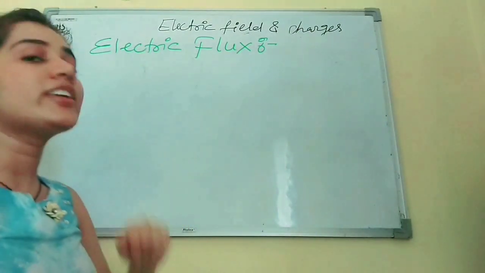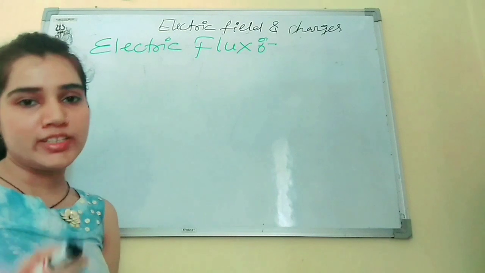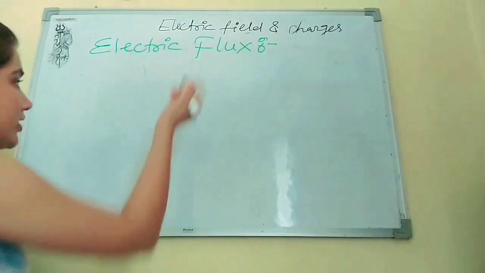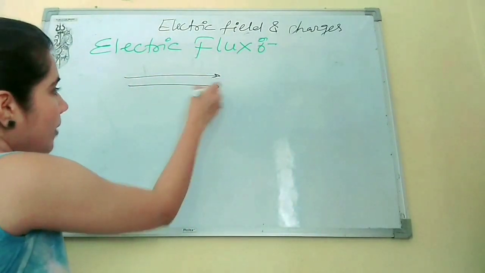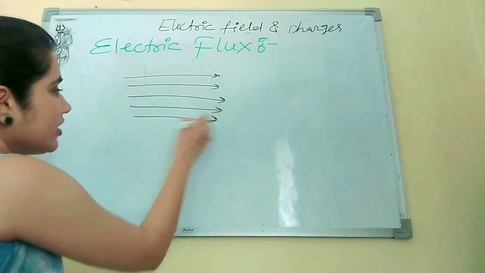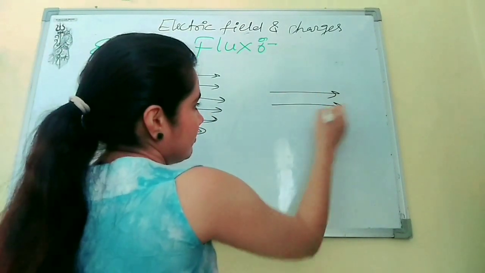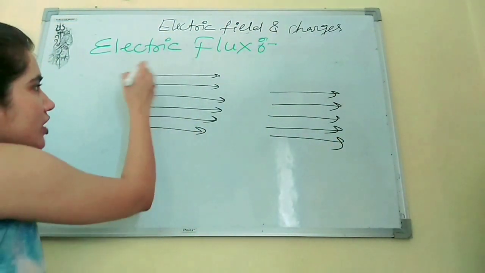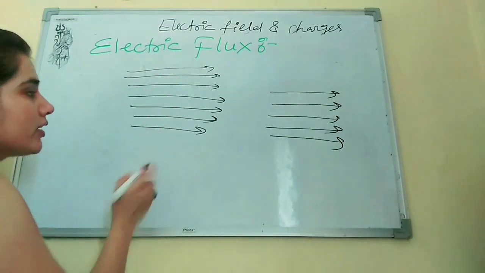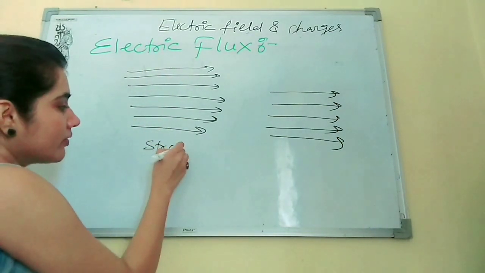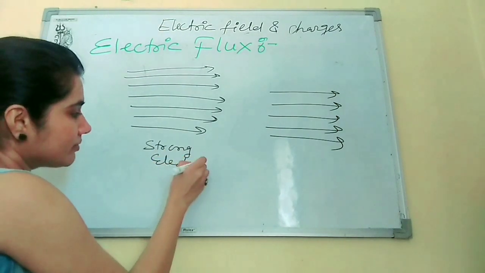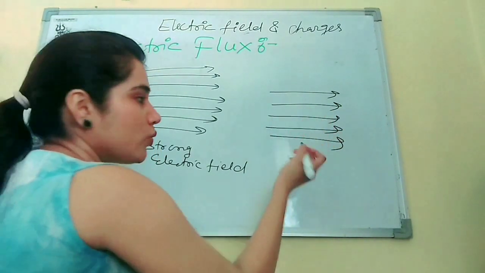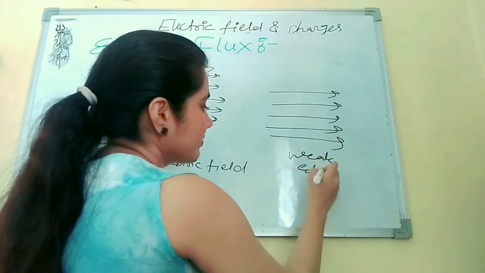Students, today we will see electric flux. In our previous video we have already seen the electric field lines and electric field intensity. If I am drawing the electric field lines, they always appear from positive charge to negative charge. In this region you are seeing more electric field lines, which means it has a strong electric field.